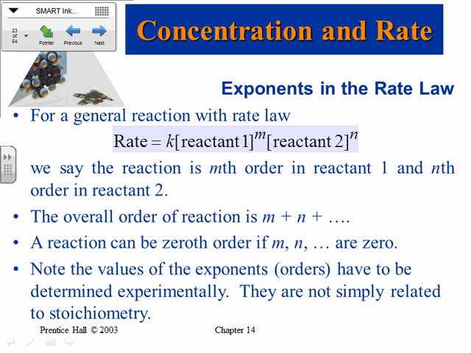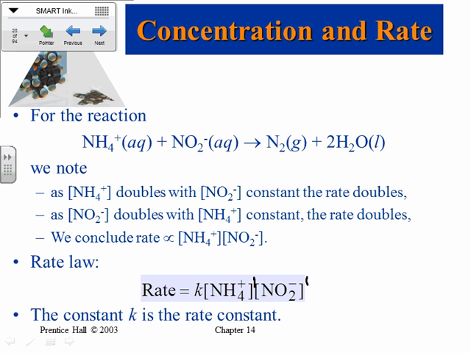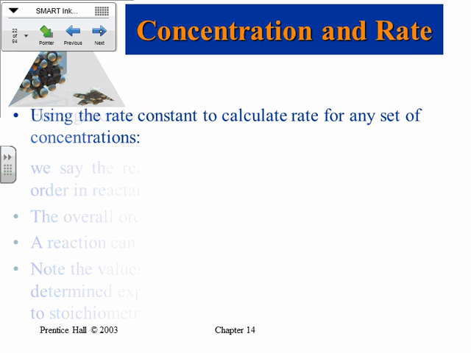Now, if you want to know the overall order of the reaction, you just add up m and n, okay? So for our example over here that we just did, what's the overall order of the reaction? 2. 1 plus 1 is 2. Okay? See, I told you this is easy.